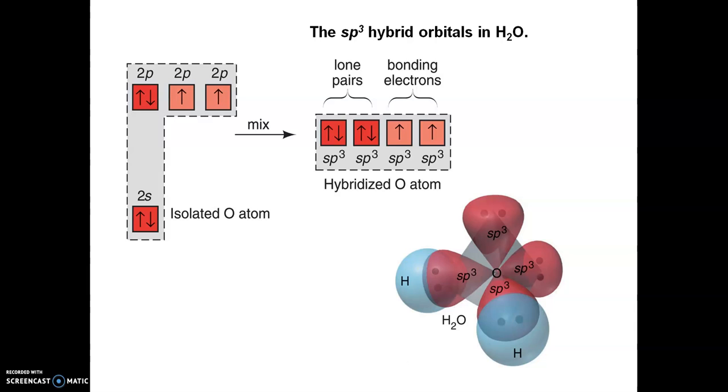If you have trigonal planar or linear or trigonal bipyramidal or octahedral or all those kind of things, there's going to be different hybrids for that. But we'll leave that as a future you problem and discuss that tomorrow.